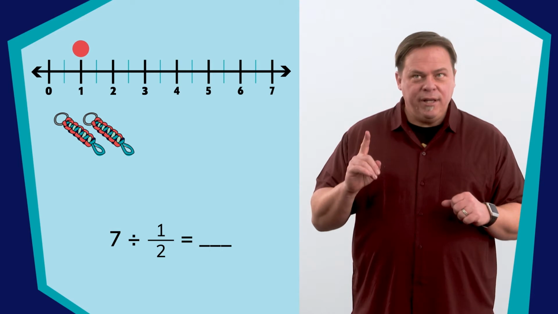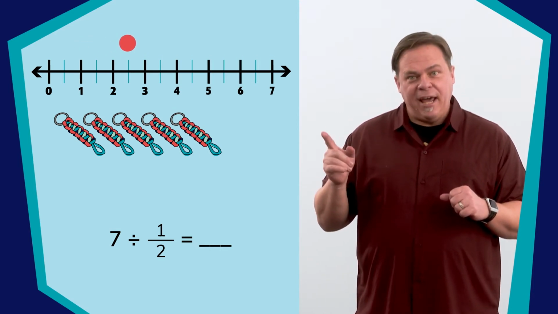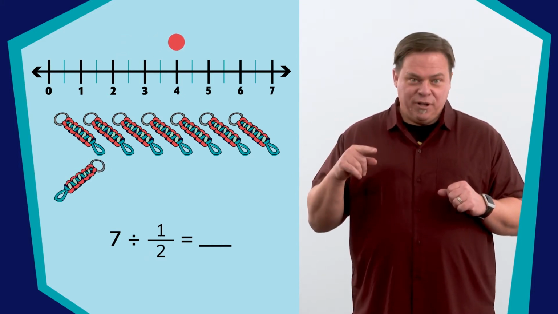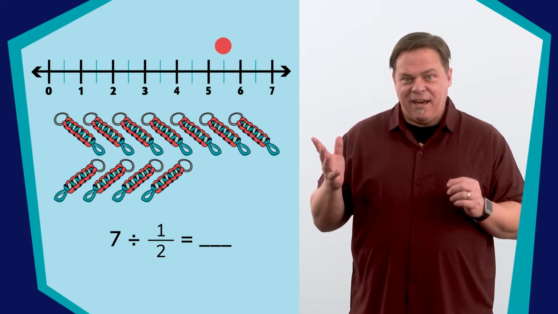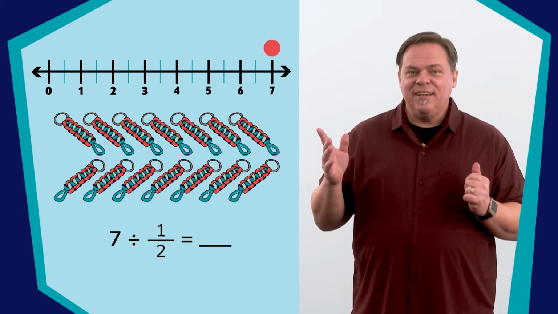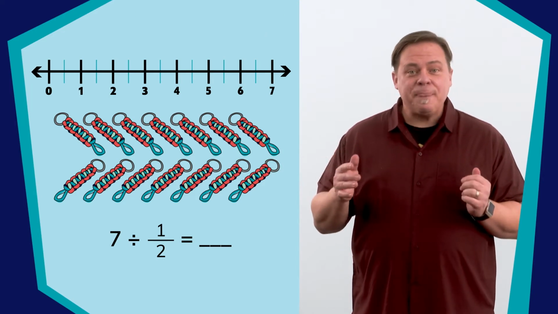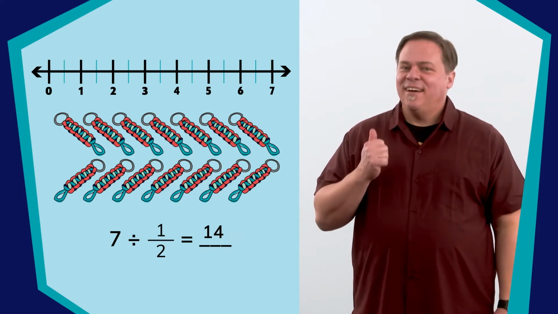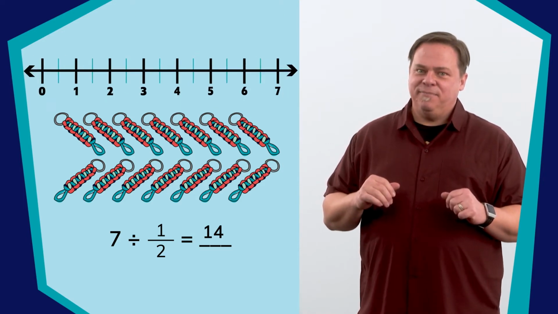1/2, 1, 1 and 1/2, 2, 2 and 1/2, 3, 3 and 1/2, 4, 4 and 1/2, 5, 5 and 1/2, 6, 6 and 1/2, 7. I counted out 14 increments. So 7 divided by 1/2 equals 14. I'm feeling good about this trip. Thanks for helping me with my math.